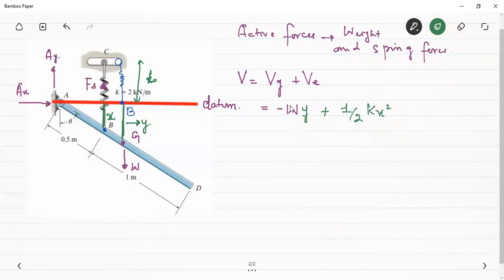Now if you see this equation, you can see that this potential energy function depends upon this distance y and this distance x, but indirectly both y and x are functions of theta. Y can be represented in terms of theta, and this x can also be represented in terms of theta. Therefore this is a single degree of freedom system, because this theta is sufficient to specify the complete configuration of the system.